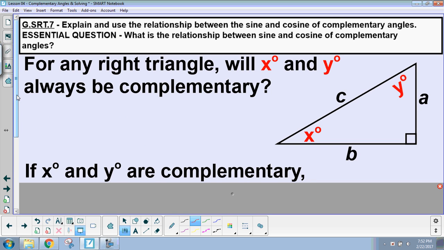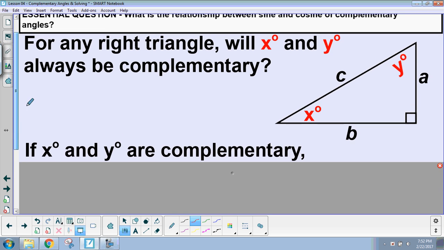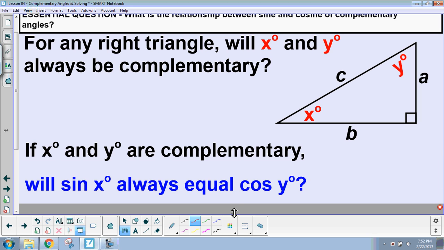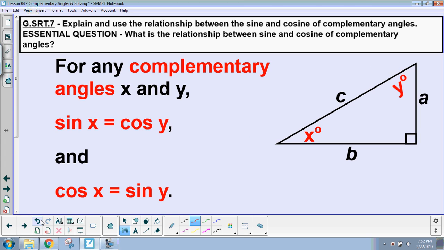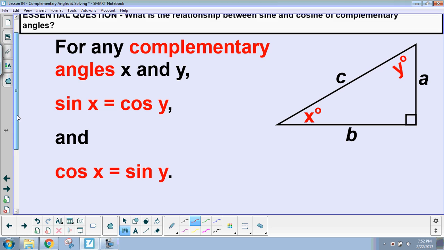So for any right triangle, will x degrees and y degrees always be complementary? Yes, because these will add up to 90 degrees. If x and y are complementary, will sine x always equal cosine y? Yes, because we've just proven that they're going to use the same side ratios. So for any complementary angles x and y, sine x equals cosine y, and cosine y equals sine x.